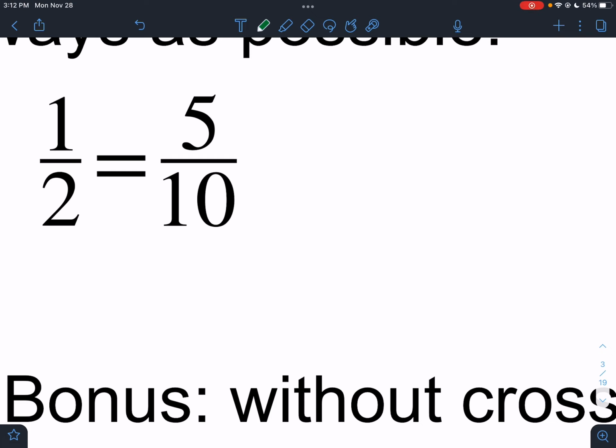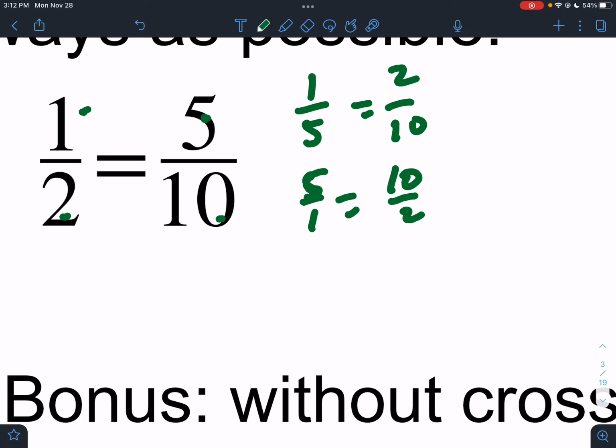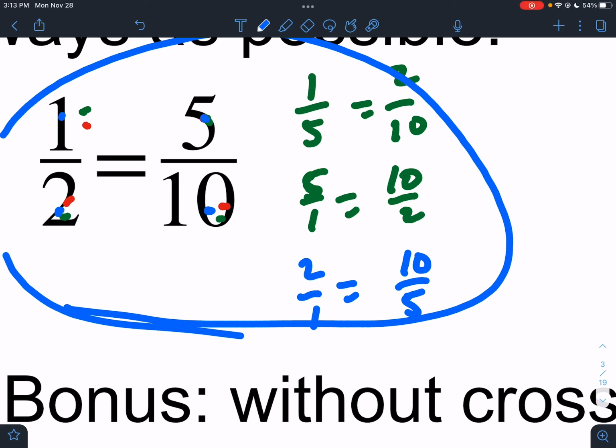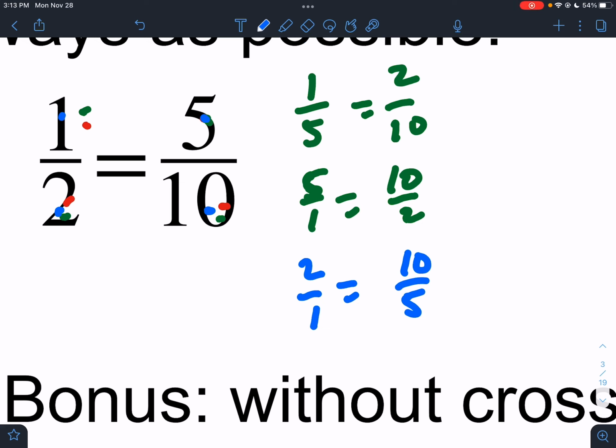Something we need to know, though, is how else can we write this? We could also write this as 1/5. If I said 1 over 5, that would have to go with 2 over 10. That is left over right equals left over right. I could also do 5 over 1 equals 10 over 2. That would be right over left equals right over left. I could also do 2 over 1 equals 10 over 5. That would be bottom over top equals bottom over top. So there's a total of 4 ways to write every proportion, and all 4 of these are true, right?